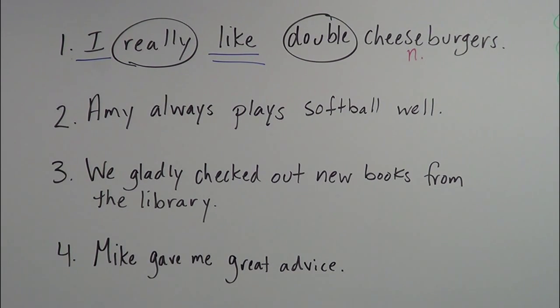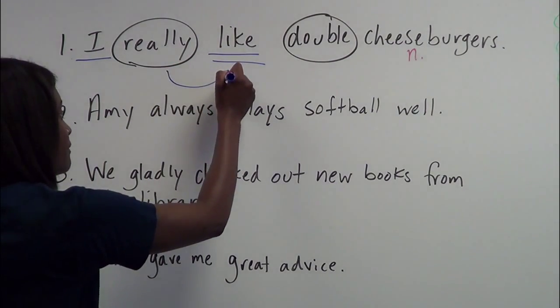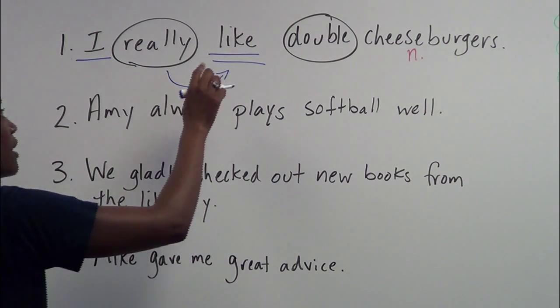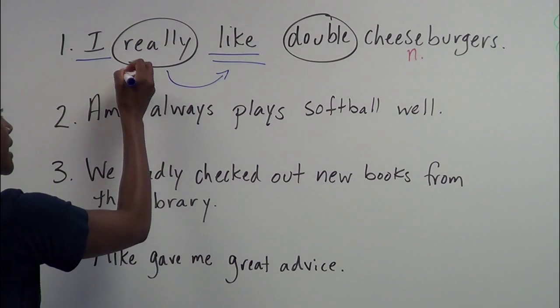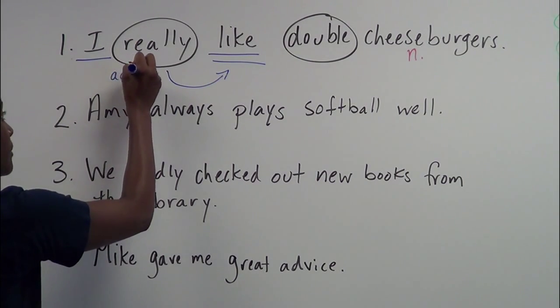So with really, I really like double cheeseburgers. Really is modifying our verb like, because not only do I like double cheeseburgers, but I really like double cheeseburgers. So since really is modifying the word like, and like has been identified as a verb, that means that really is going to be an adverb.